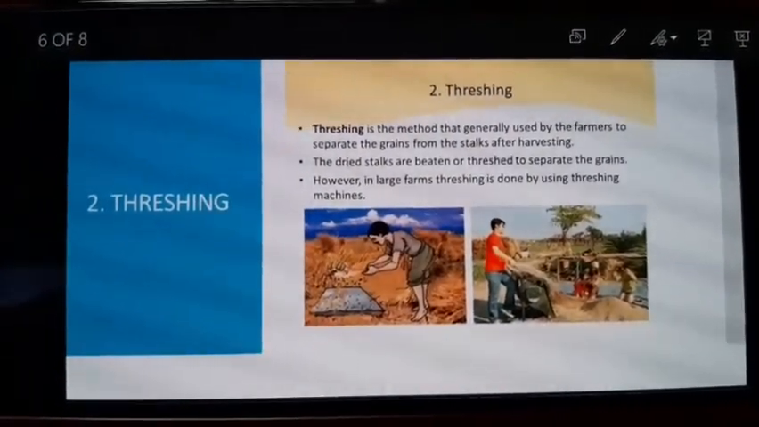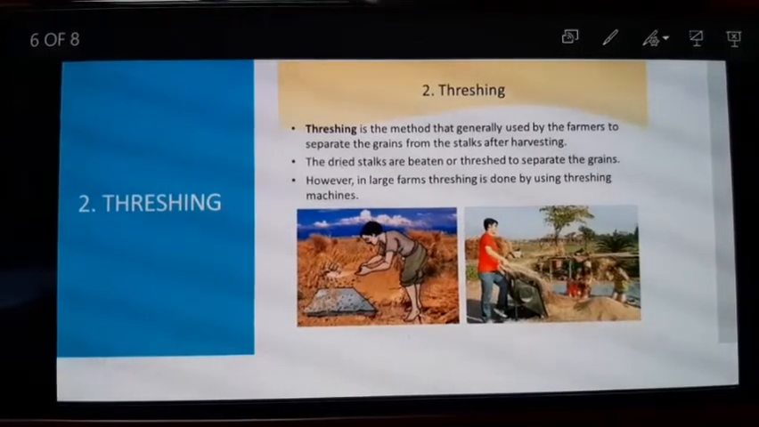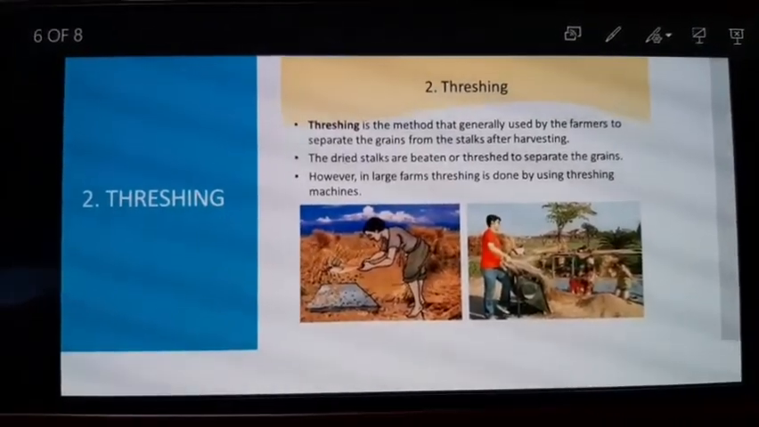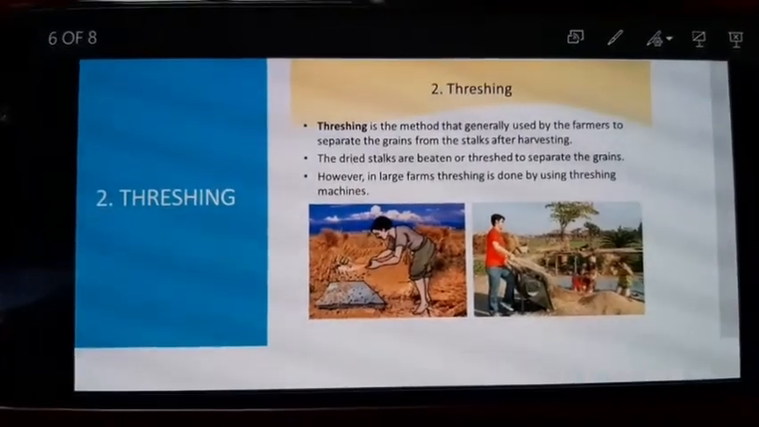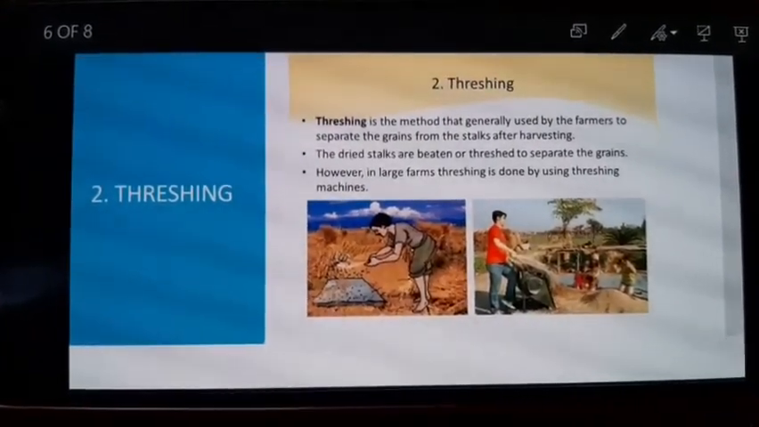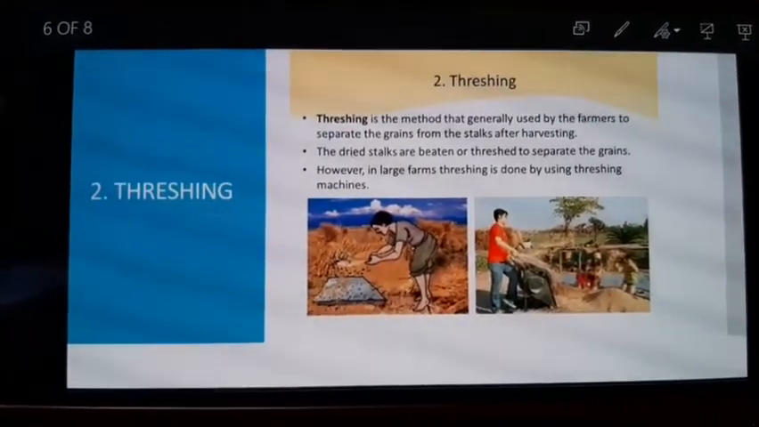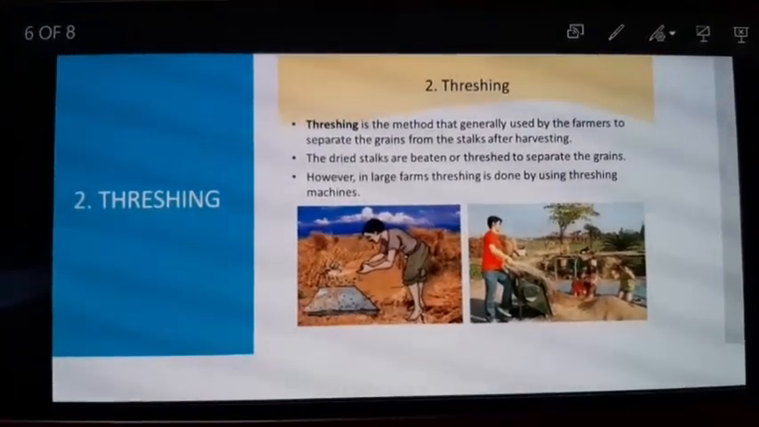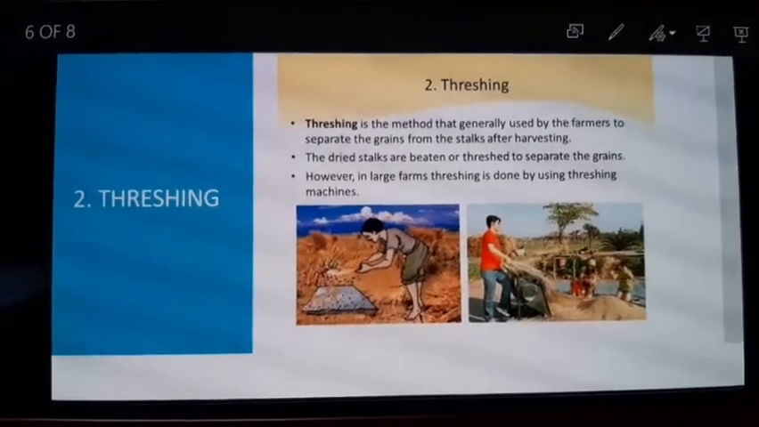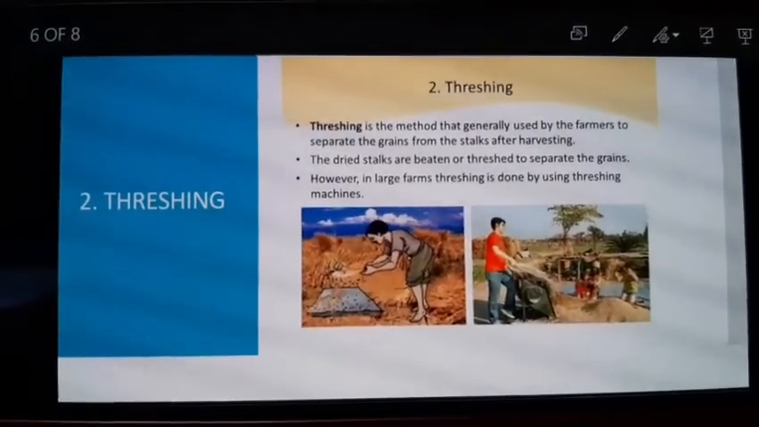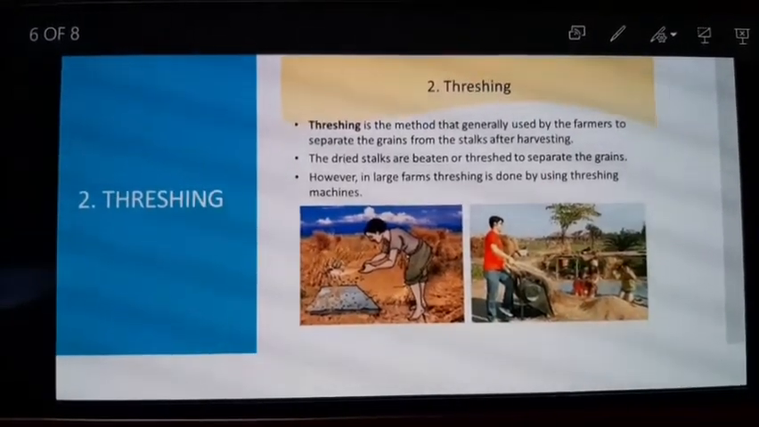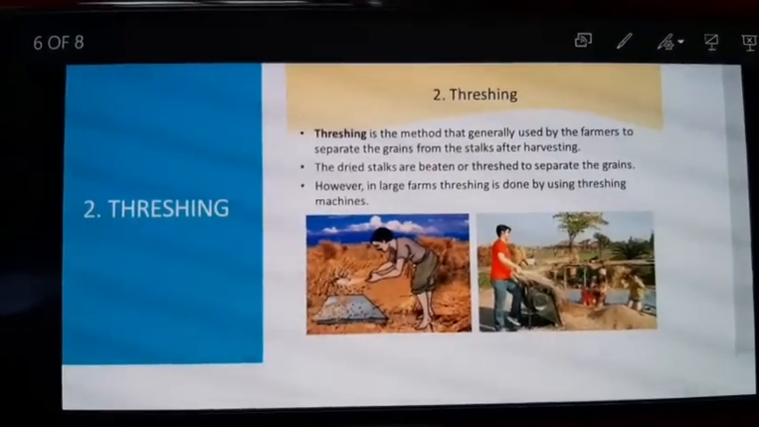Now, what is the method employed in this? Bundles of stalks of grains are dried in the sun. After that, the dried stalks are beaten to remove grains. If we talk about villages, threshing is done by using bullocks, and machines are also available to separate large quantities of grains, such as mechanical threshers and power threshers.